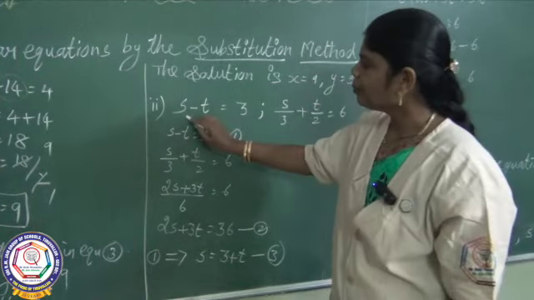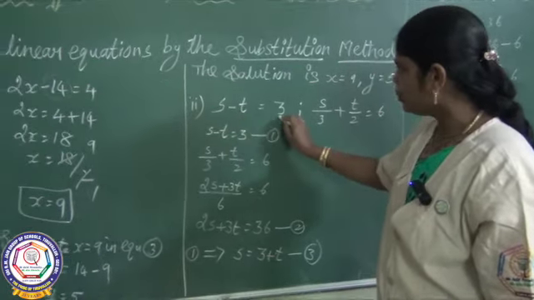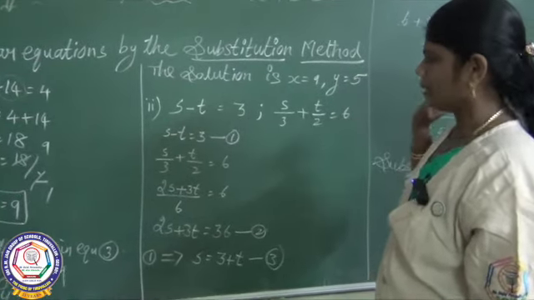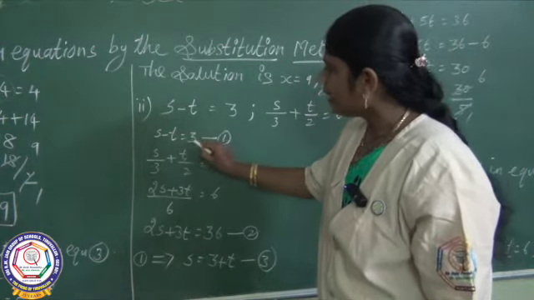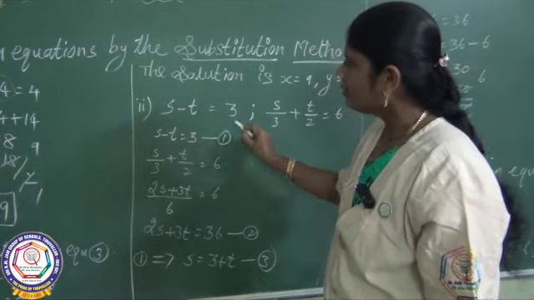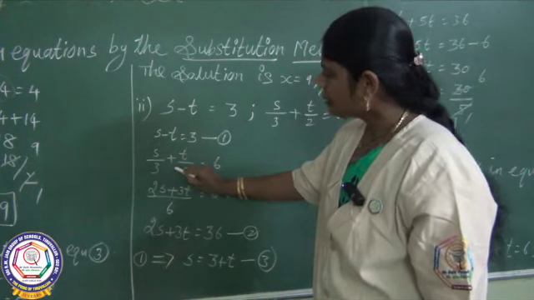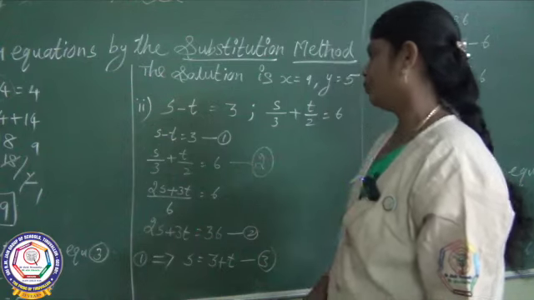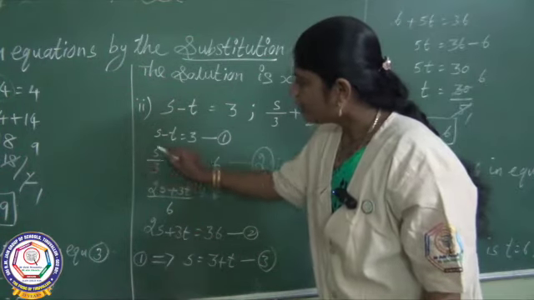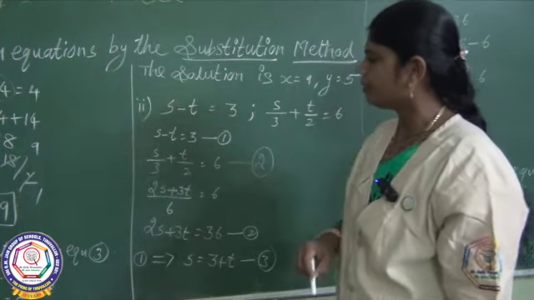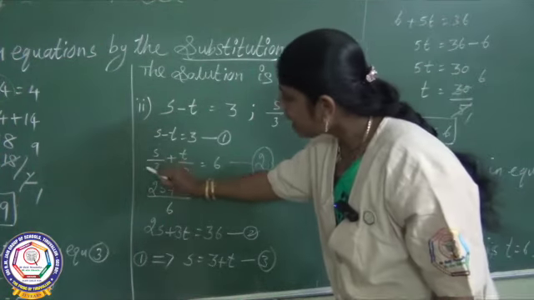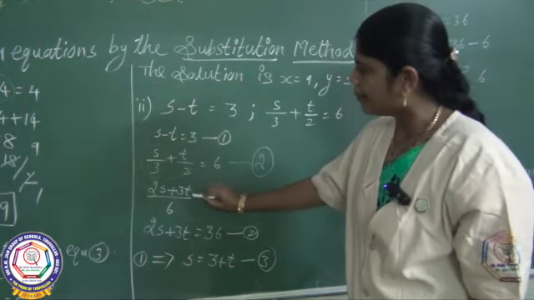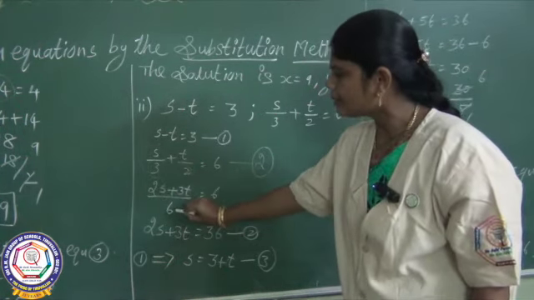Next, second question. s minus t equal to 3, s by 3 plus t by 2 equal to 6. So, s minus t equal to 3 is considered equation 1 and s by 3 plus t by 2 equal to 6 is equation 2. See here, the equations are in the form of fractions. So, make the denominators the same, that is the first step. So, let us take the LCM. LCM of 3 and 2 is 6.